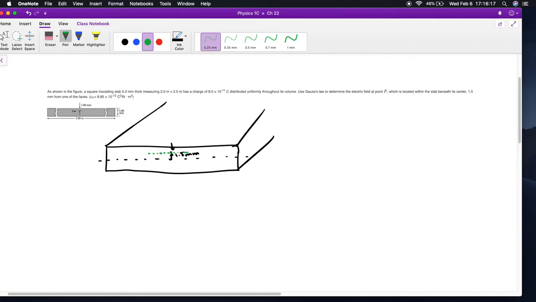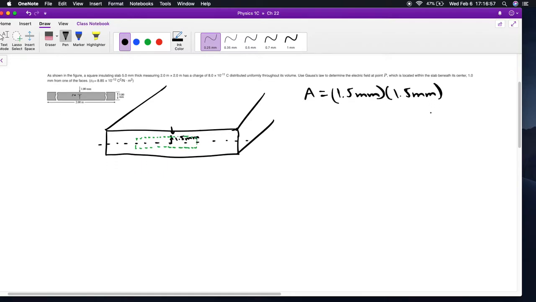So our Gaussian surface should also be a square that is 1.5 millimeters in length and 1.5 millimeters in height. So our Gaussian surface should look something like this. Okay, and because our Gaussian surface is a square, the area of our Gaussian surface is just going to be 1.5 millimeters times 1.5 millimeters. Fairly simple.